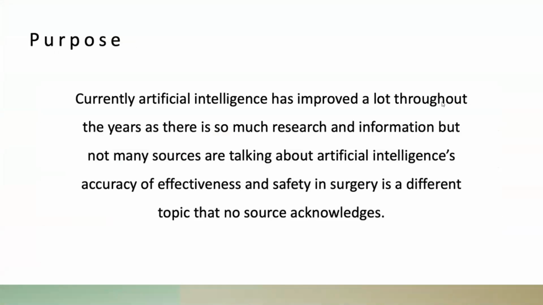So artificial intelligence has been successful and has improved a lot through conducting many medical operations and experimenting with different specialties, as research papers and studies all talk about the ways they accomplish certain things with artificial intelligence. But researchers never talk about artificial intelligence accuracy as a whole.